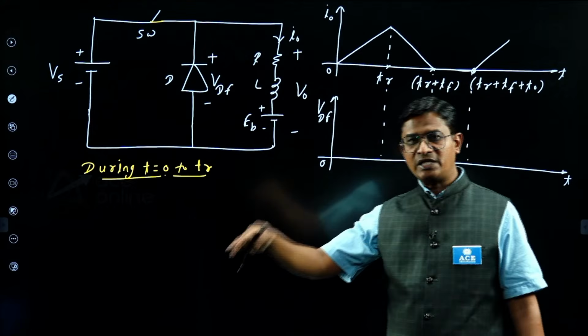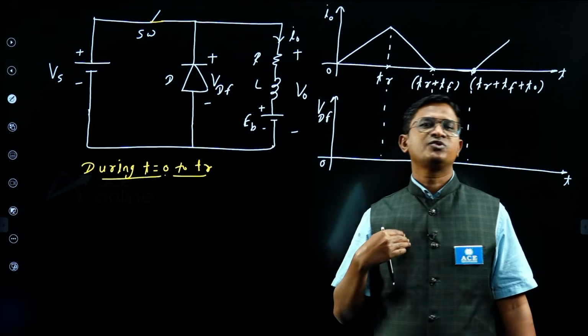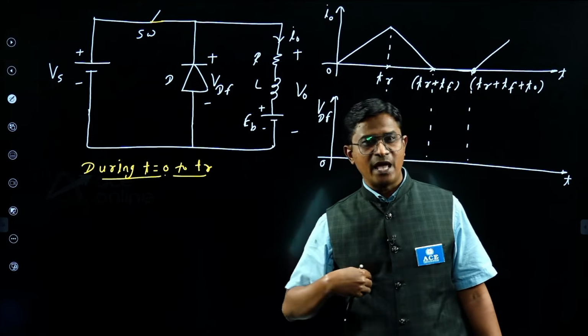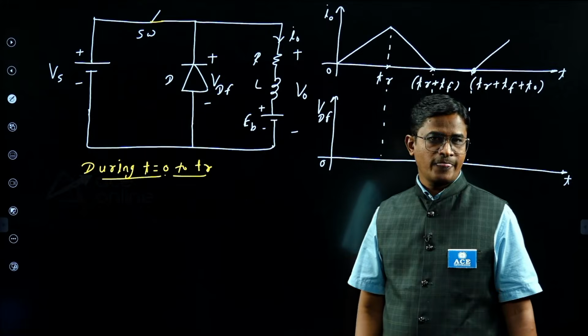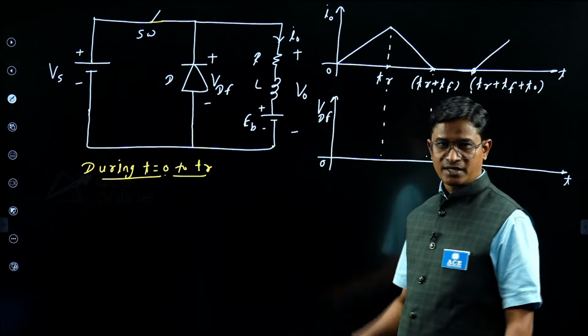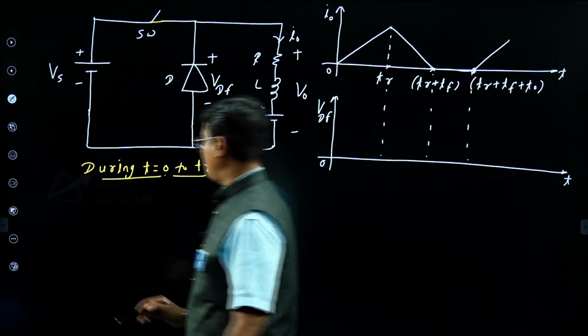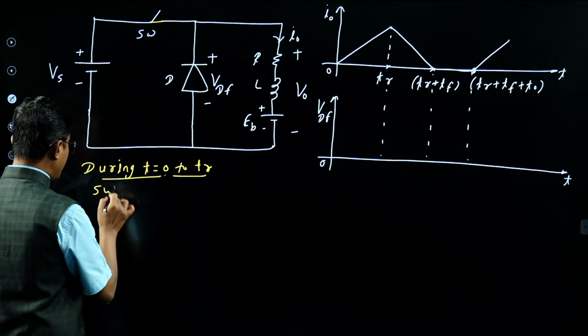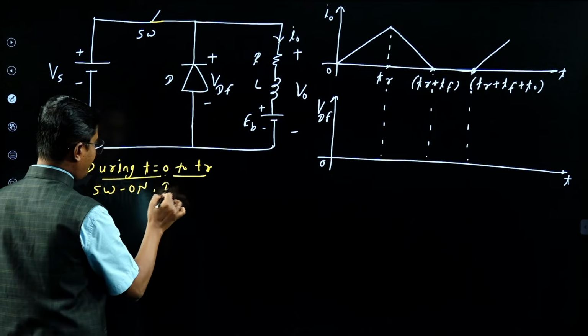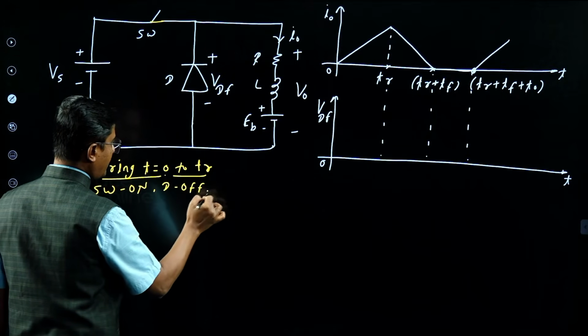That's why the voltage across inductor I will be getting positive. So that's why di by dt, I will be getting positive. Di by dt positive means current will be increasing. Alright. Now tell me, here inductor is charging. During this interval, switch is in on state, diode will be in off state, inductor charging.